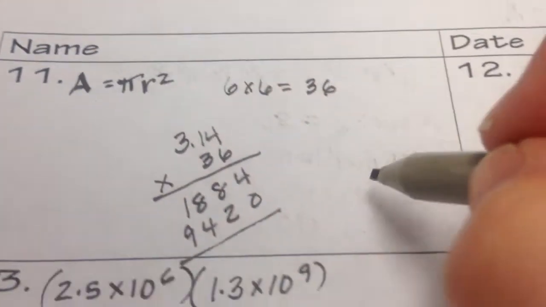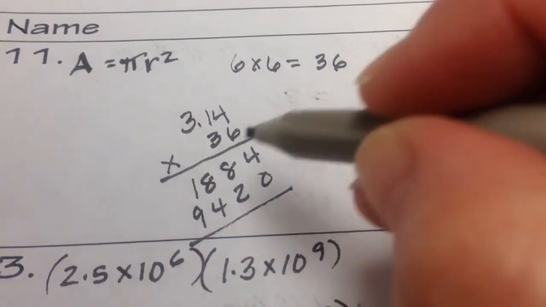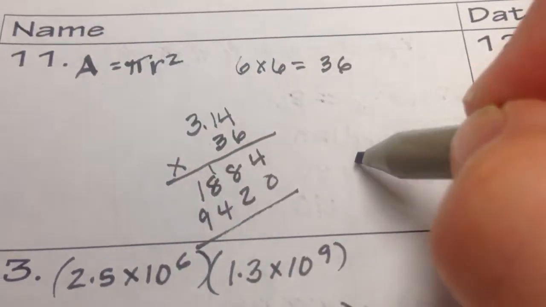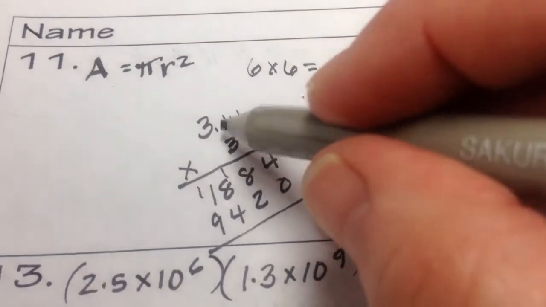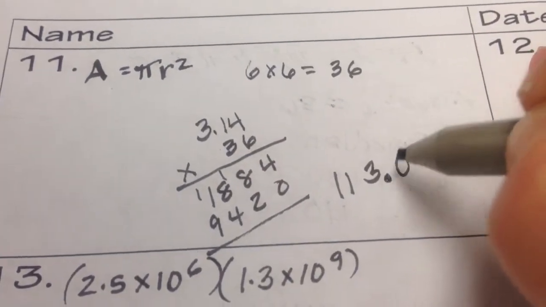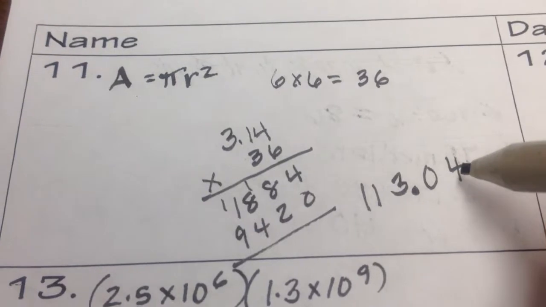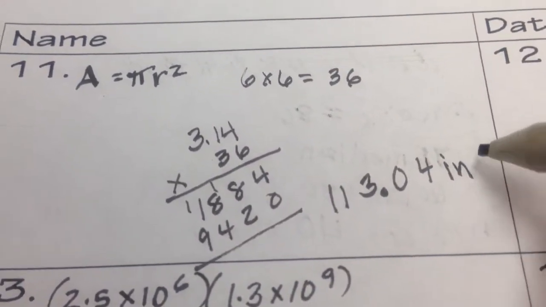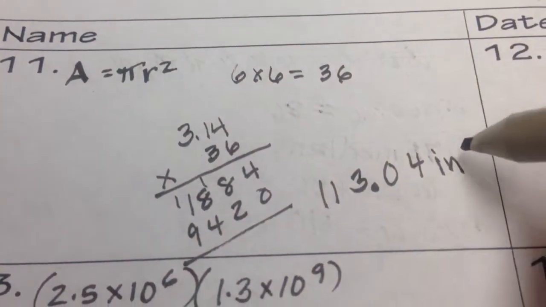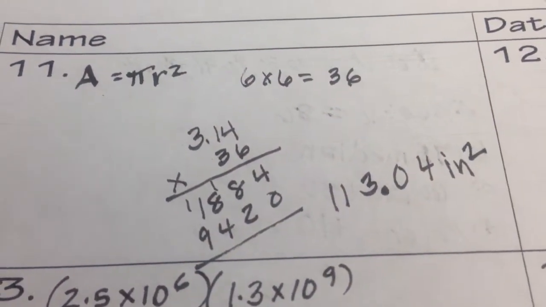Add that up. You get a 4, a 10, carry the 1. You get a 13, carry the 1. You get 11, but I have 2 decimal places, so it's actually 113.04 what? It said inches. Inches what? We're doing area, so it has to be squared. Area is always squared.